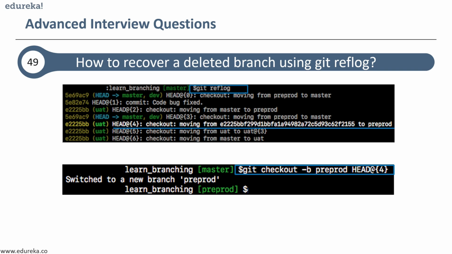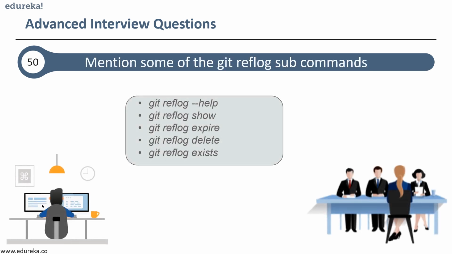So the last question of this session, that is, mention some of the git reflog subcommands. So as you can see on the screen, these are the 4 to 5 commands that we will talk about. The first command is git reflog help. So this command is used to open up the manual page. The second command is git reflog show. So this command shows the logs of the references provided in the command line.